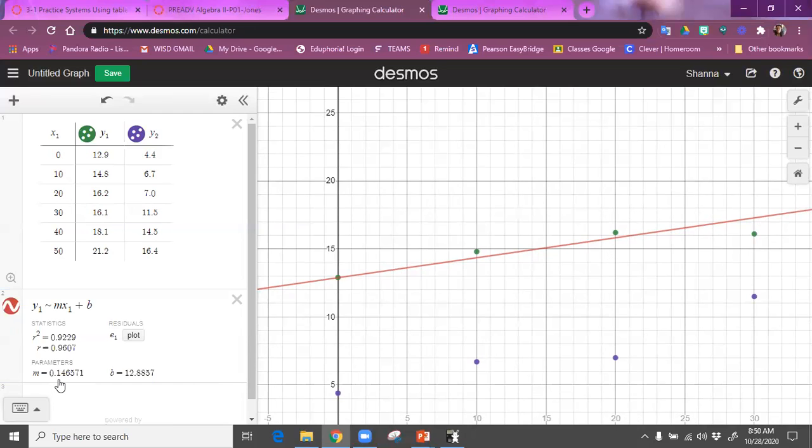If you look over here, it tells us our slope. So what does it say our slope is? We're going to round to the nearest hundredths. 0.15. Our y-intercept is 12.89.